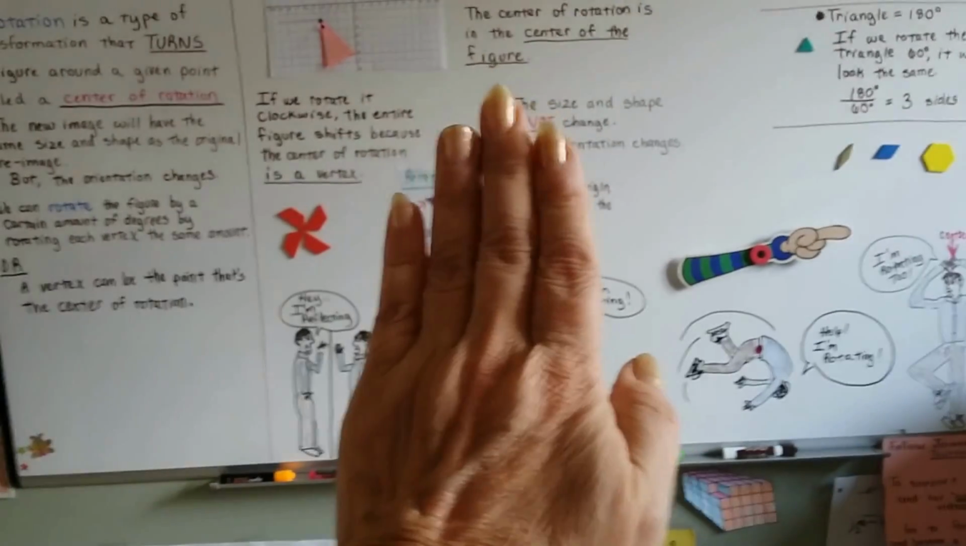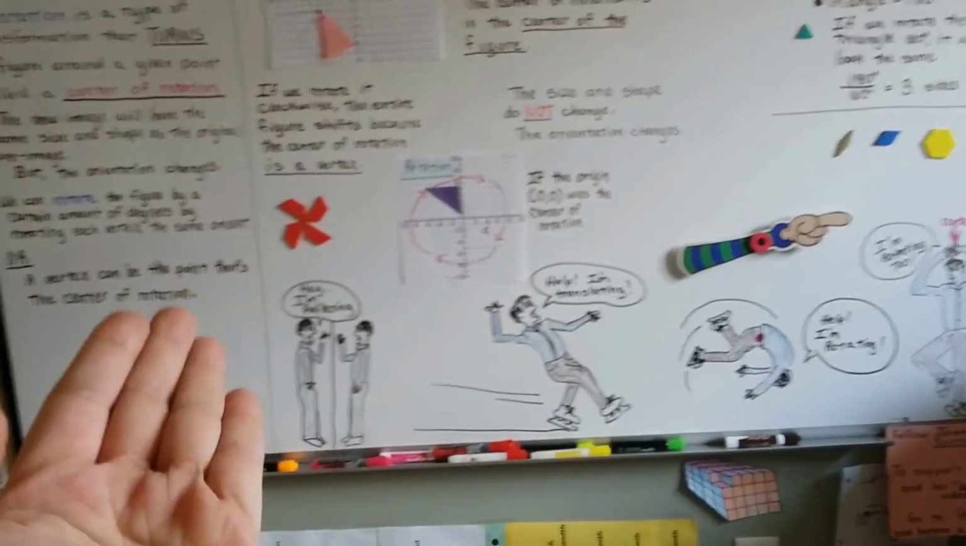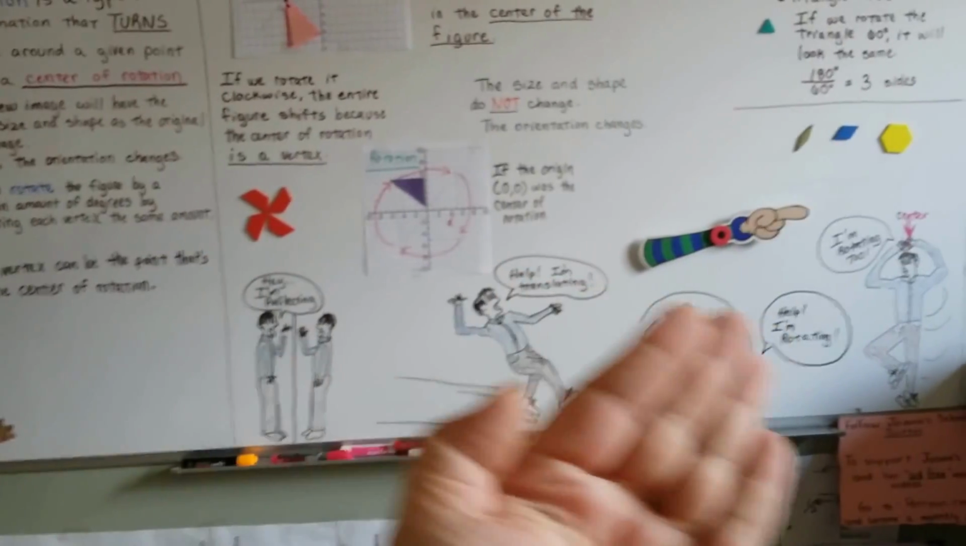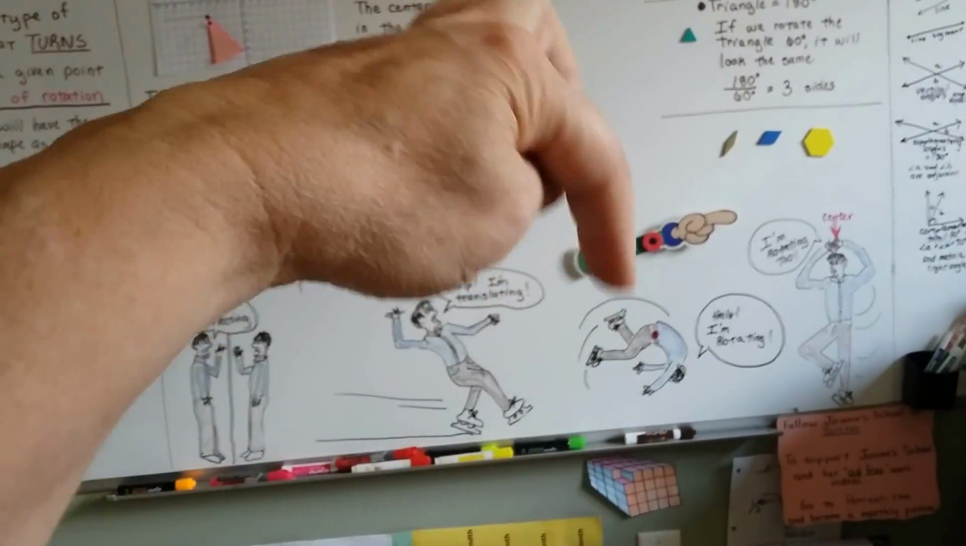So now you know reflection. Reflecting is just flipped over, right? And it's the same size and same shape. It's just got a different orientation. Translating is like sliding on ice, and rotating is spinning around a center of rotation, okay?